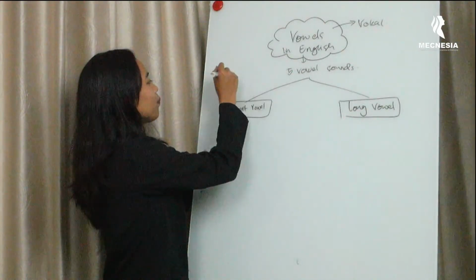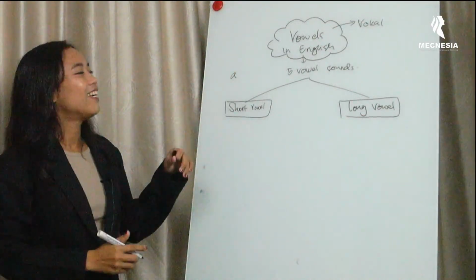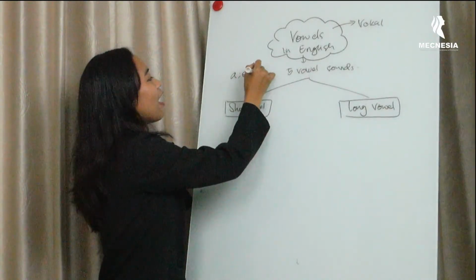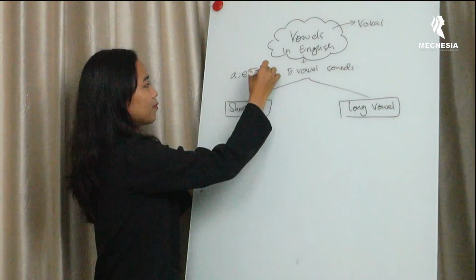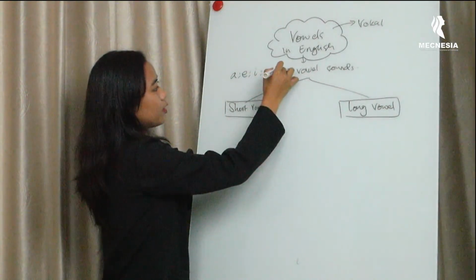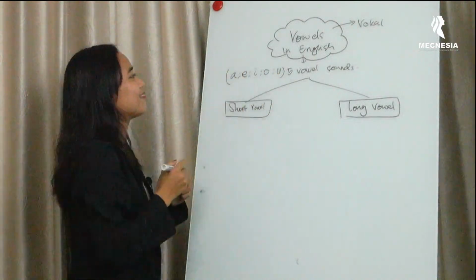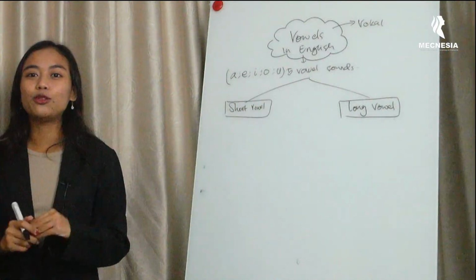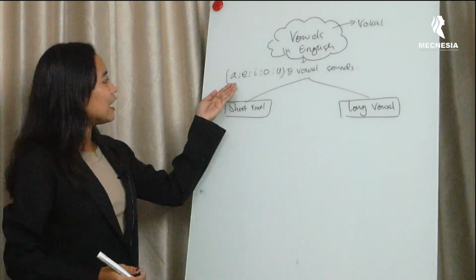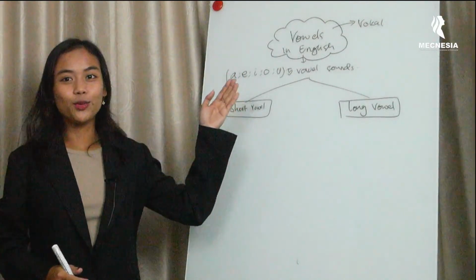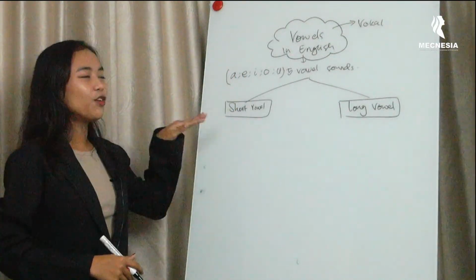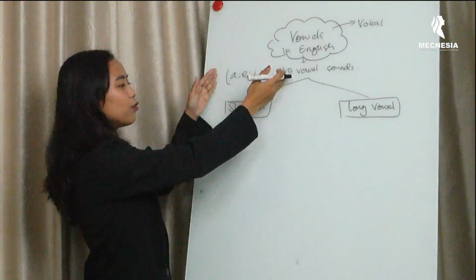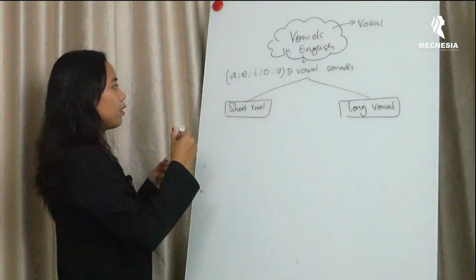Okay, so we have A, and then E, I, O, U. Oke, sama seperti di bahasa Indonesia, kita punya A, I, U, E, O, but in English we call them A, E, I, O, U. Oke, short vowel. Short vowel, we have 5 vowels. Jadi, semua ini bisa menjadi short vowel. Dan semua ini juga bisa menjadi long vowel. Let's start with the short one.